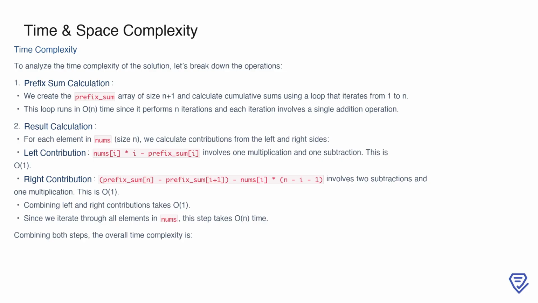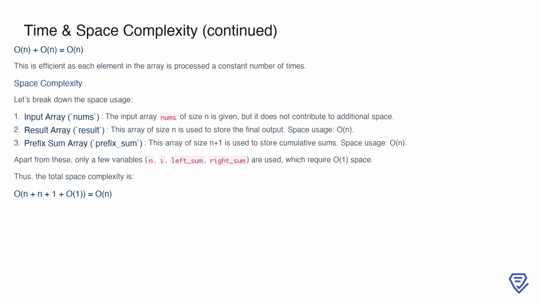Combining these two steps, the overall time complexity of the solution is O(n). With both the prefix sum calculation and the result calculation each taking O(n), the total time complexity becomes O(n) plus O(n), which simplifies to O(n). This is an efficient approach because each element in the array is processed a constant number of times.